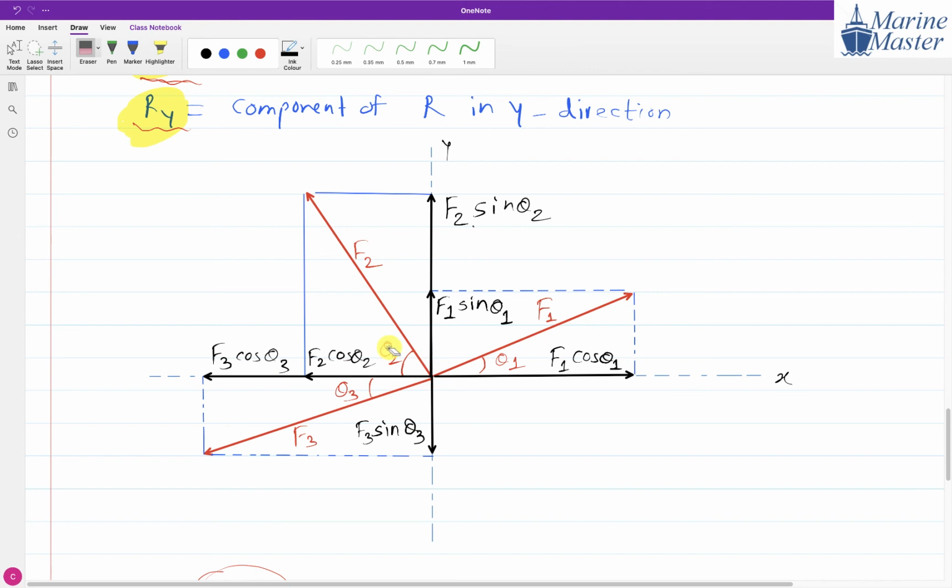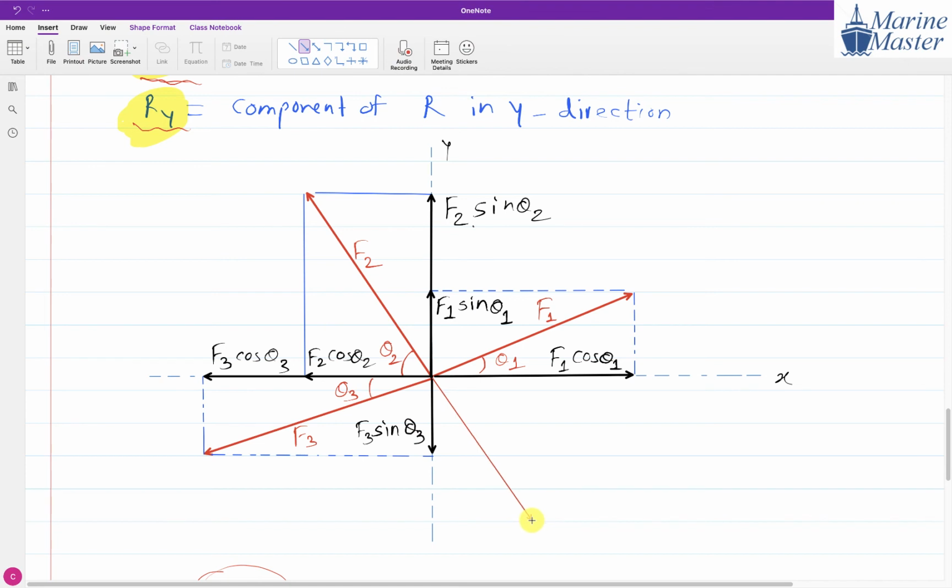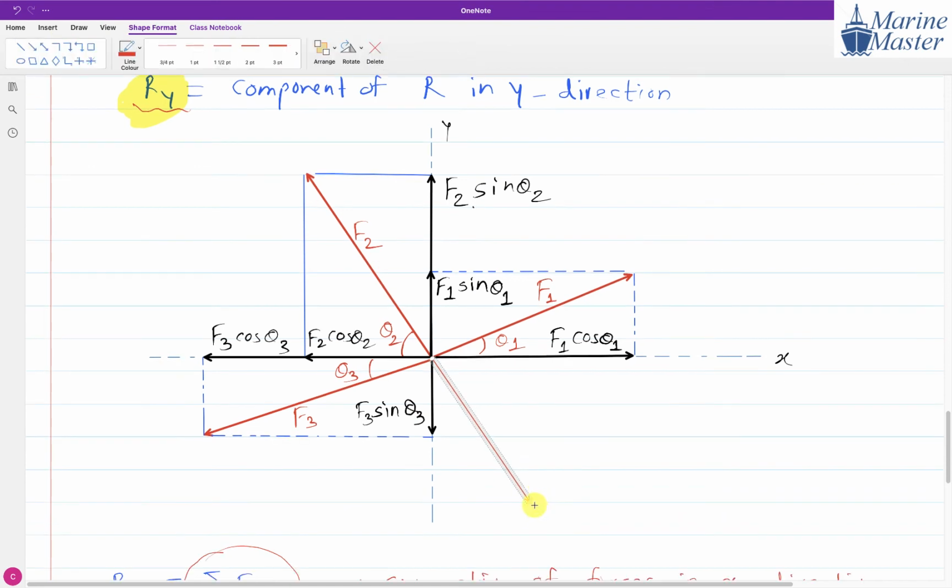So now, what will the third force be? Why am I showing all these things here? To get you familiar with the meaning of components. If force F1 is like this, how to take out the components? If F2 is like this, how to take out the components? If F3 is like this, how to take out the components? For that purpose, we are dealing with this one. So this is our force.